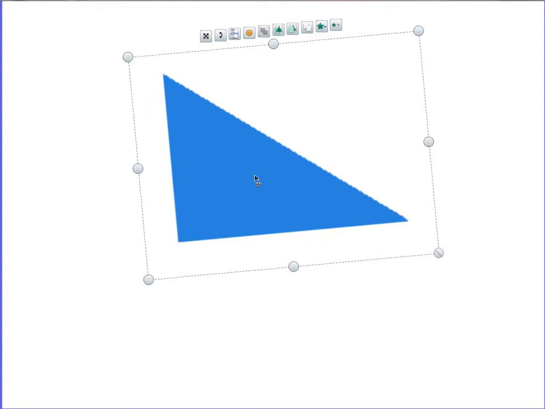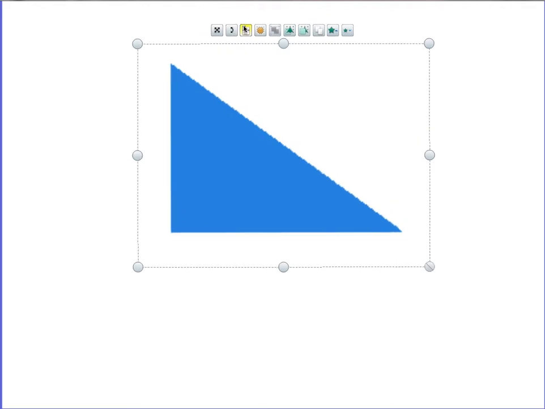Now this one at first glance might look like it has a line of symmetry, but let me show you what it looks like if I turn this triangle.